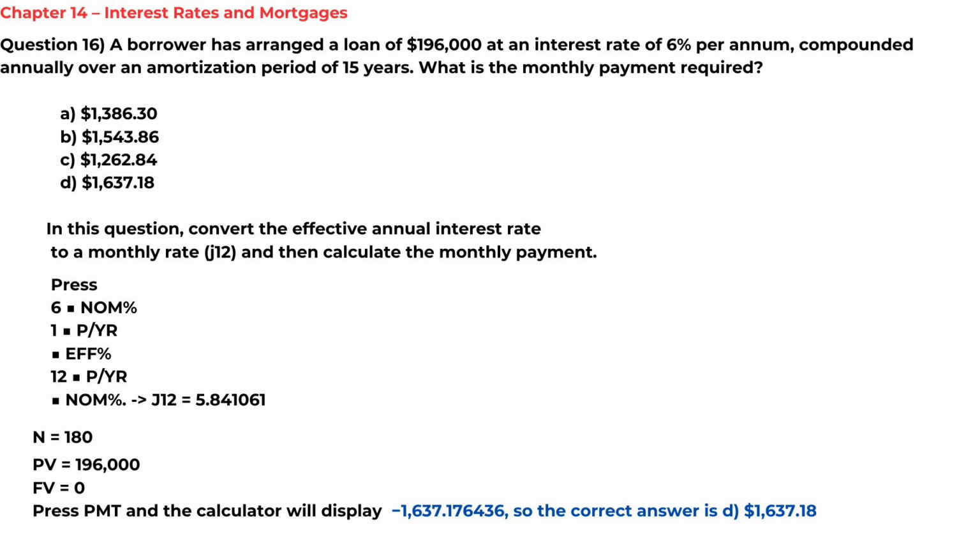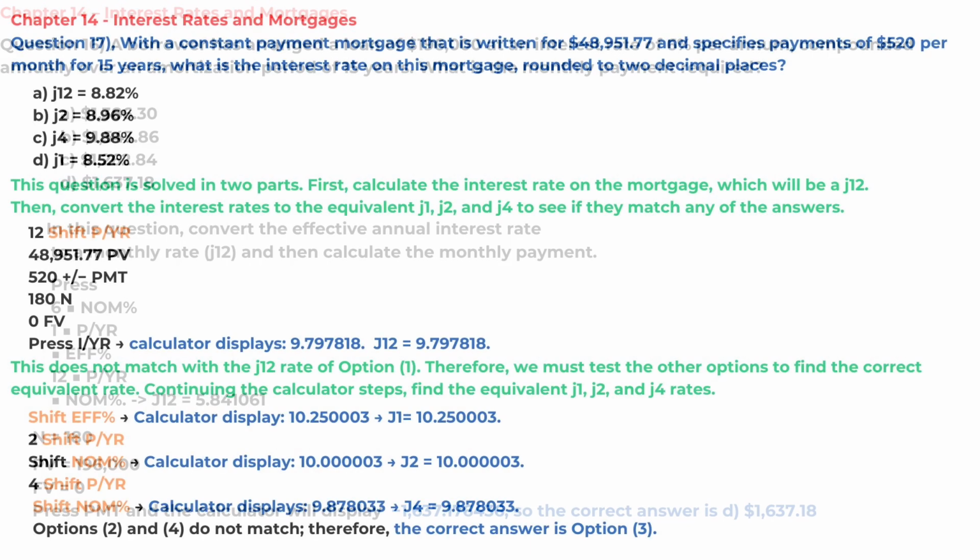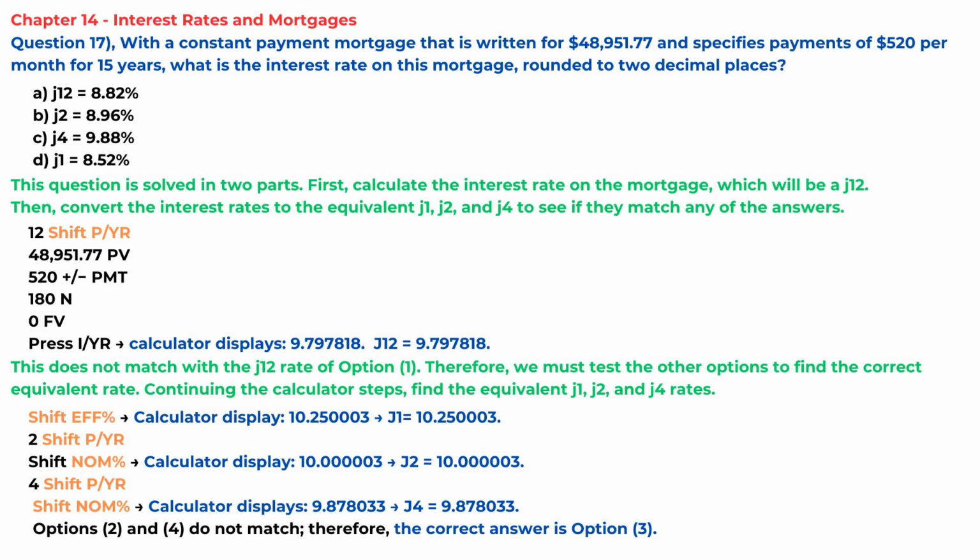Shift nom. Calculator displays 5.841061, that is, J12 equals 5.841061. 180 N, 15 years times 12 monthly payments. 196,000 PV. 0 FV. Press PMT and the calculator will display minus 1,637.176436. So the correct answer is D, $1,637.18.